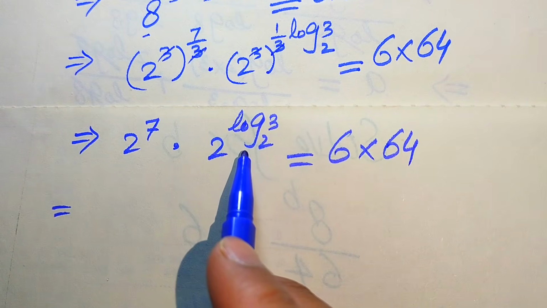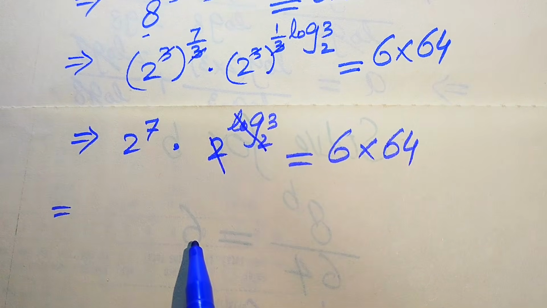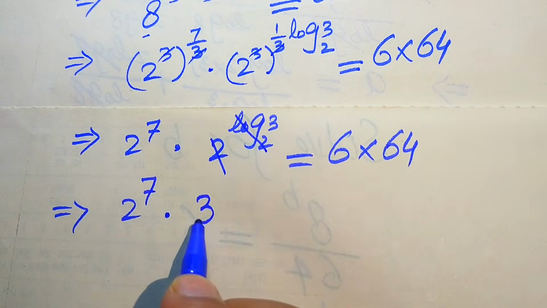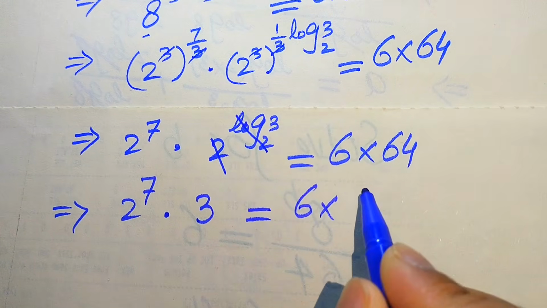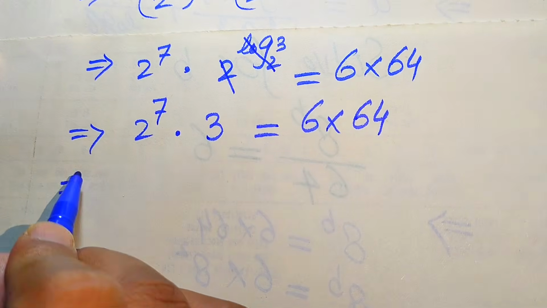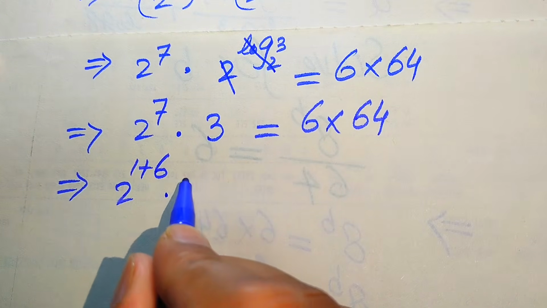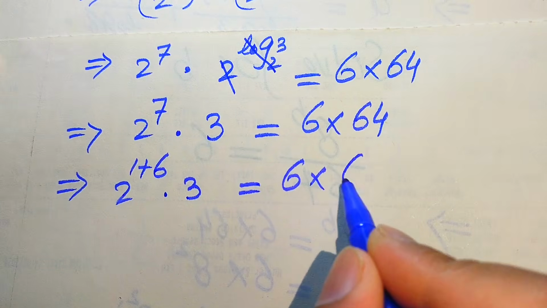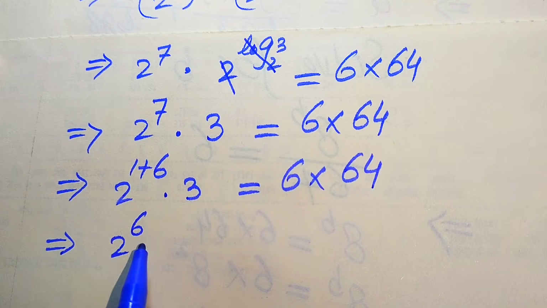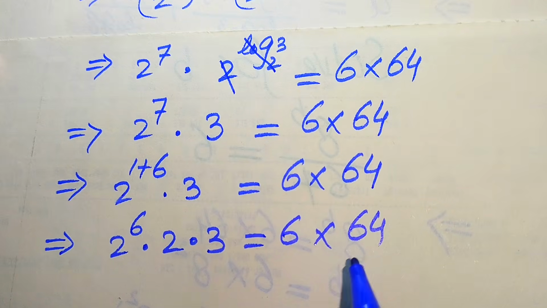So here you see that this is log with base 2 and this is base 2. So this log with base 2 is cancelled out by this base 2, and the remaining values are 2 to the power of 7 multiplied by 3 only, and this is equal to 6 times of 64. And now further in the next step we break this 2 to the power of 7 as 2 to the power of 1 plus 6 multiplied by 3 is equal to 6 times of 64. And here we break this exponent in this form: 2 to the power of 6 multiplied by 2 multiplied by 3 is equal to 6 times of 64.